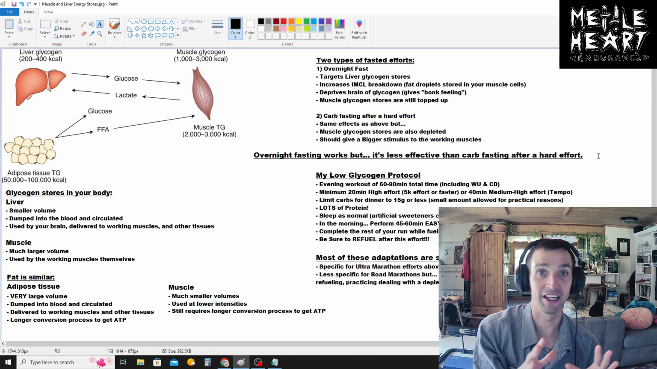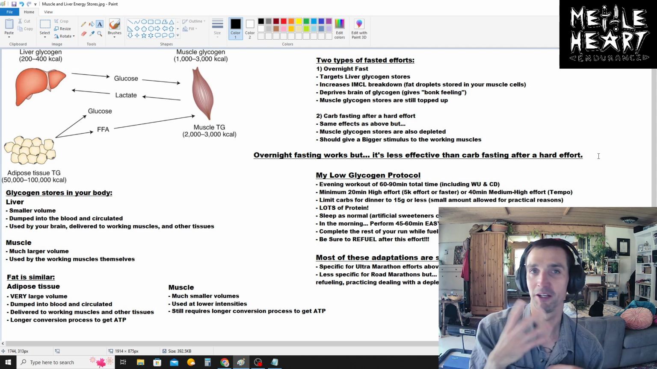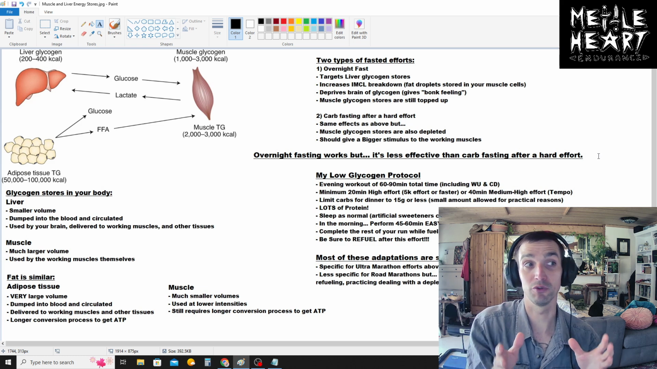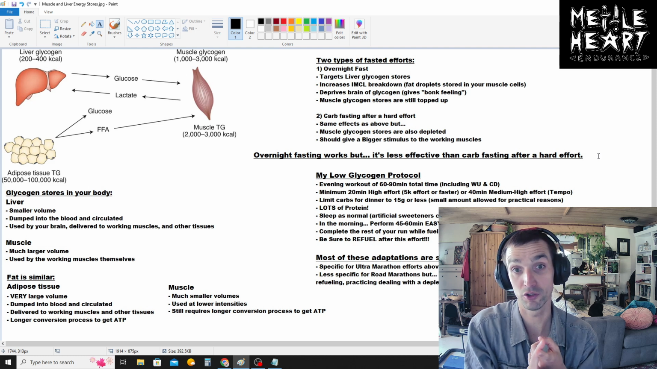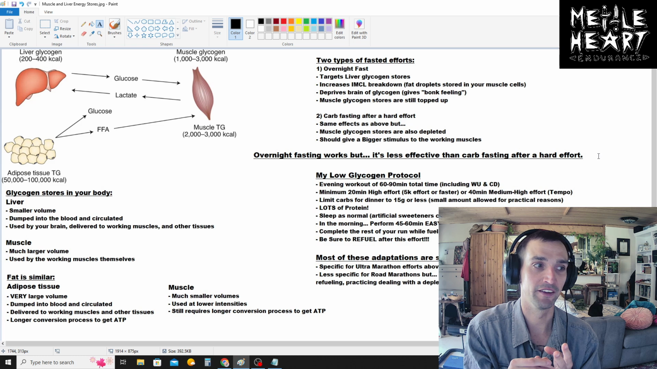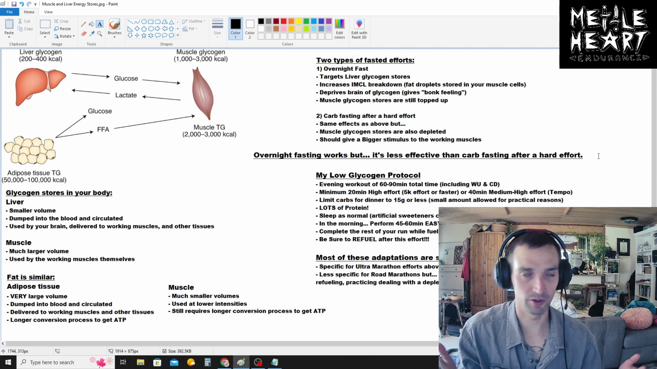what we're trying to achieve with a fasted or a low glycogen run, and what it means when you see that on the training plan, and give you the information you need to decide if you want to do it. If you want to do it, what options there are, and how best to build that into your program, when to do it, things like that.